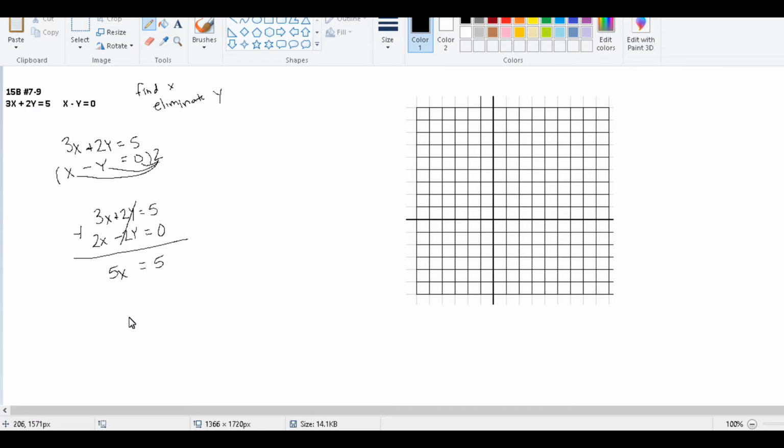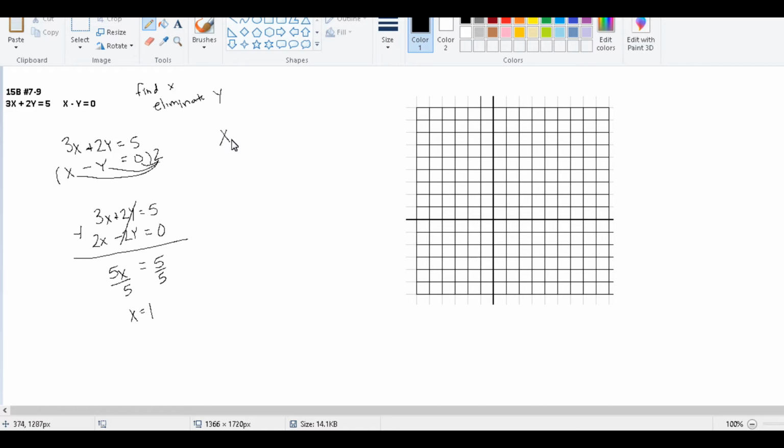5x equals 5. We're going to divide by the number in front of the variable. So we're dividing by 5, and we have x equals 1. Now we want to use one of these equations to find what y is. I always like to go with what looks the simplest. So this one here looks the simplest.